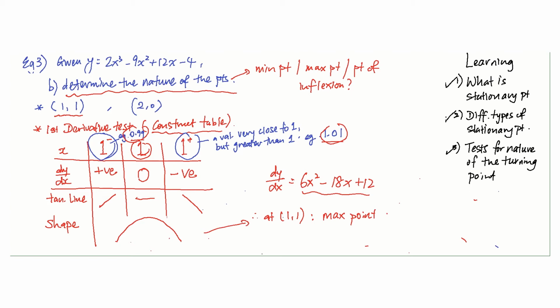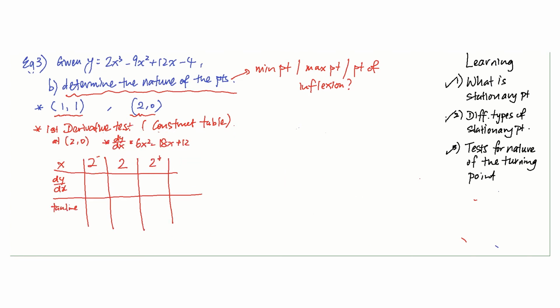All right, so in similar fashion, let us apply it on the next set of coordinates, that is (2, 0). For the next set of point (2, 0), you should have constructed a table like this. Just to re-emphasize again, when I talk about 2+, I'm talking about a value that is really close to 2 but bigger than 2, so I'm looking at 2.01, and likewise over here I'm looking at 1.99.